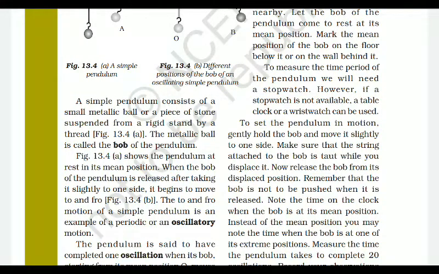To set the pendulum in motion, gently hold the bob and move it slightly to one side. Make sure that the string attached to the bob is taut while you displace it. Now release the bob from its displaced position. Remember that the bob is not to be pushed when it is released. Note the time on the clock when the bob is at the mean position, or you may note the time when the bob is at one of its extreme positions.